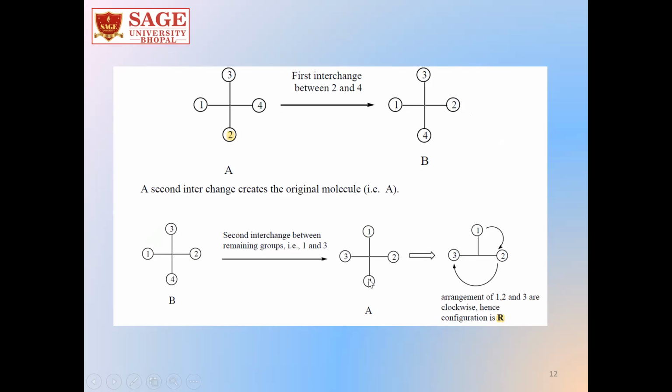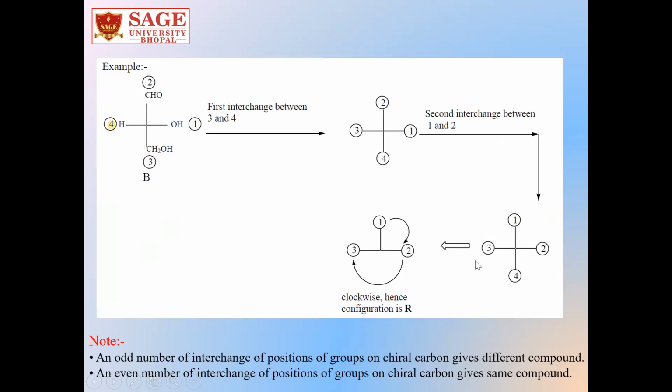Now in this case we can see 4 is at the bottom of the line. So now we can see the arrangement. In this case the arrangement is clockwise, and hence the configuration will be named as R. So like in this example, CHO, OH, CH2OH and H. We know hydrogen is the least priority in the order. OH is on the first priority order.